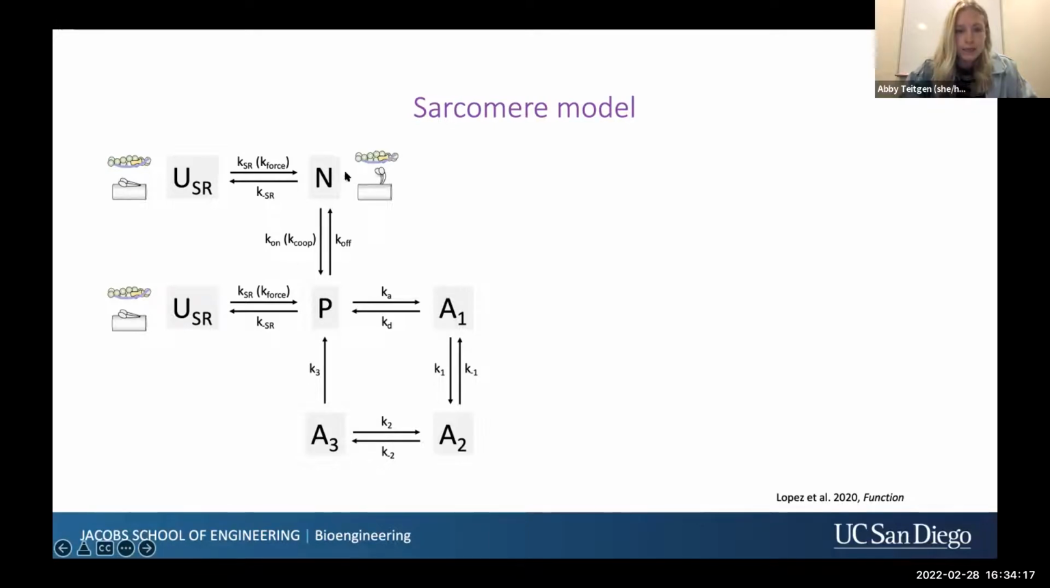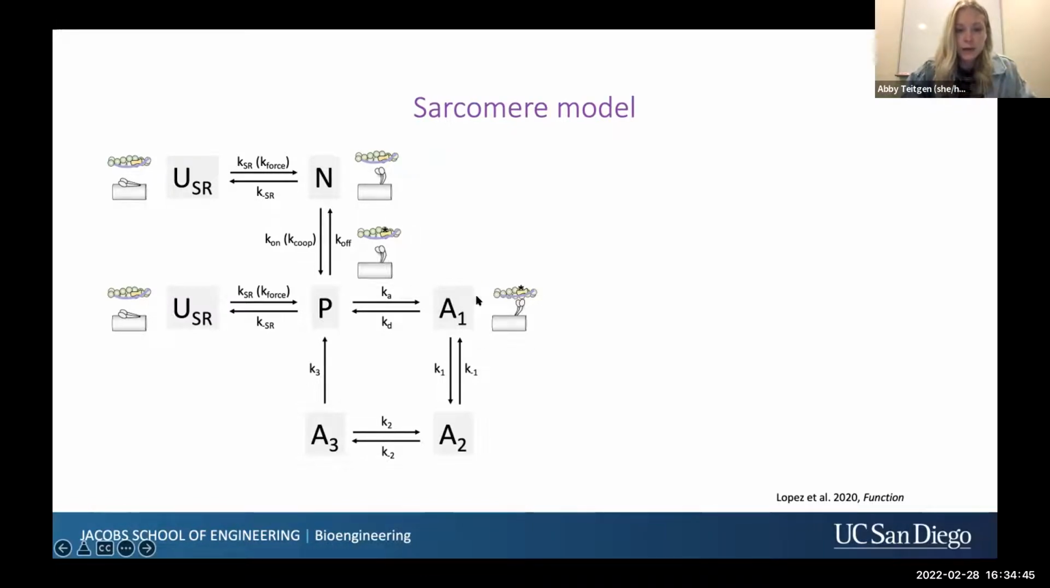The next state is N, which is non-permissive. So here there's no calcium in the system. Myosin is not bound to actin. Next, we have the permissive state. So we have calcium bound to troponin, but myosin still has not bound to actin. And here we have ADP bound to the myosin. So this entire process of cross-bridge cycling is driven by the process of ATP hydrolysis.